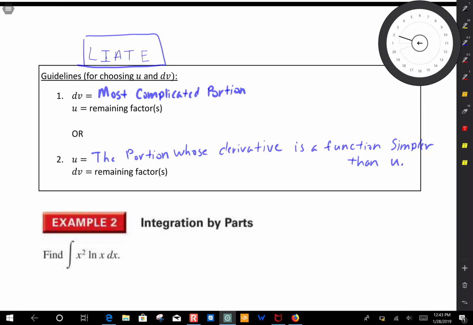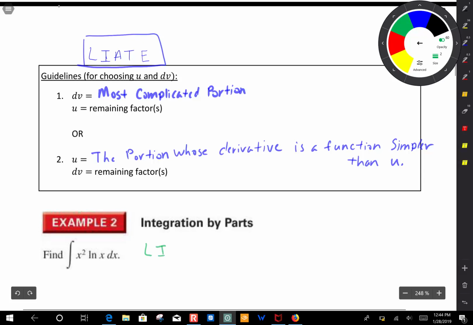So let's look at the next example. Now I'm going to use that acronym, LIATE. Let's see what I have here. Well, x squared is algebraic, and ln x is the log function. Which one comes first in the acronym? The log comes first before the algebraic. Therefore, the log is going to be my u and x squared is going to be my dv.